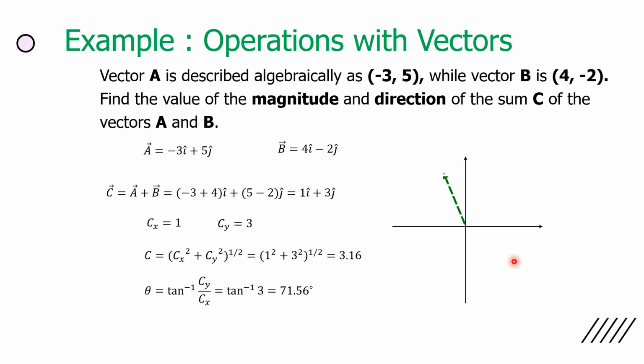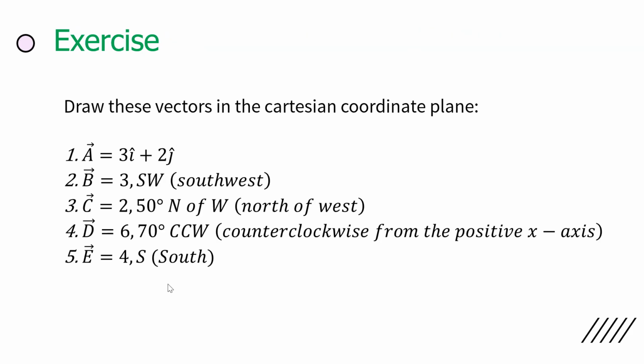So this is vector A, this is vector B. Vector A is in the second quadrant, vector B is in the fourth quadrant, and our resultant vector is in the first quadrant. 71.56 degrees counterclockwise from the positive x-axis. Now here is another exercise for us to work on.